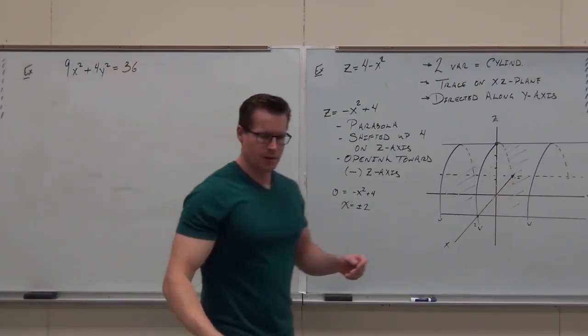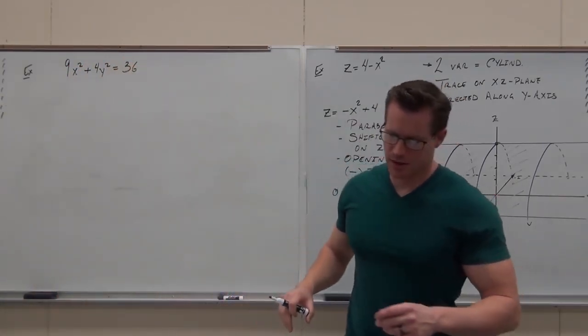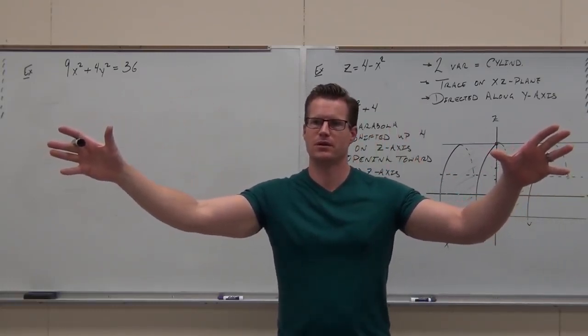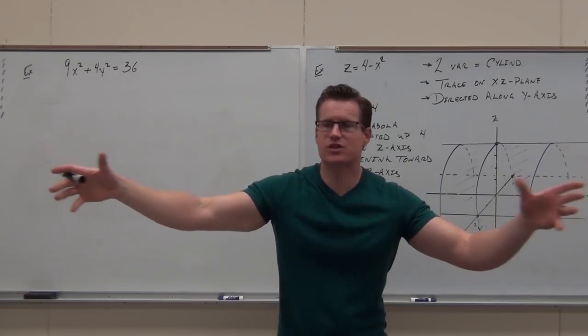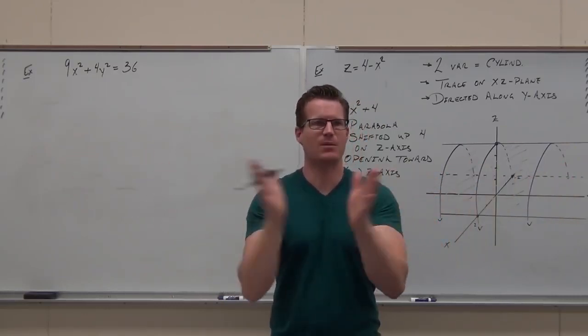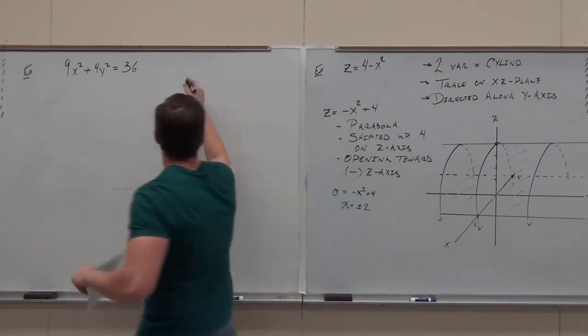There we go. 9x squared plus 9y squared equals 36. Right now, everyone in class, what are we dealing with, a surface or a cylinder? Technically, they're all surfaces, but specifically, it's a special class of surfaces called a cylinder. Why? How many variables we got? 2. Let's write it down. So 2 variables.